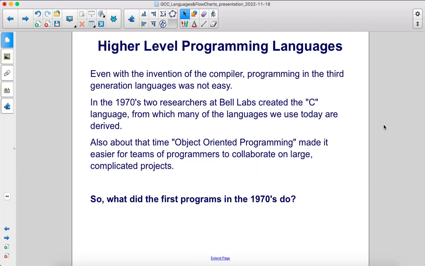Even with the invention of the compiler, programming in the third-generation languages was not easy. In the 1970s, two researchers at Bell Labs created the C language, from which many of the languages we use today are derived. Also, about that time, object-oriented programming made it easier for teams of programmers to collaborate on large, complicated projects.